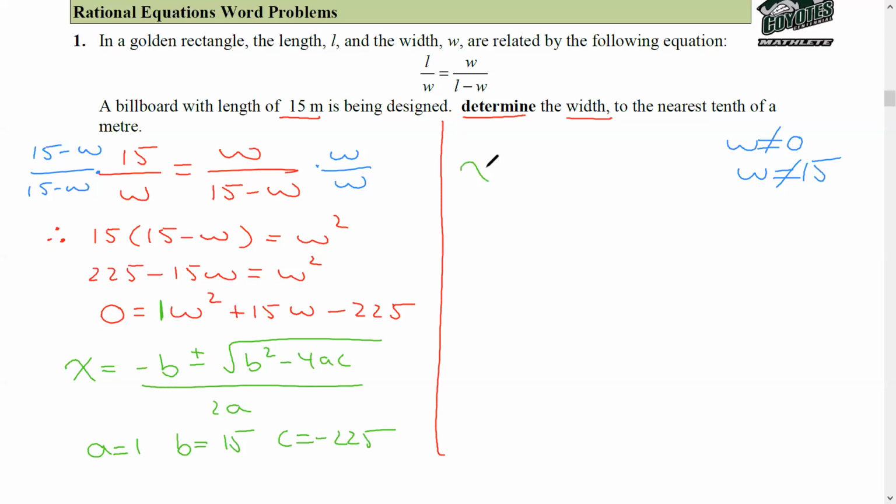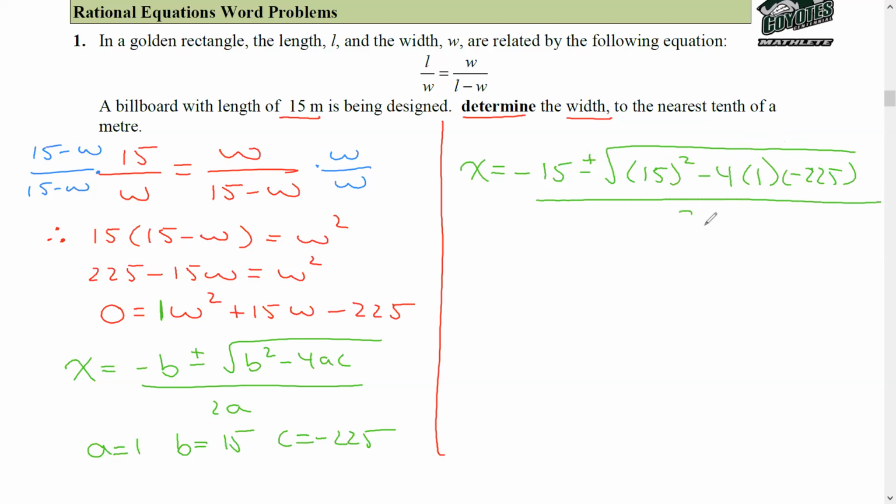So x is equal to negative b, so b is positive 15, so negative 15 plus or minus. Okay, here's where I start seeing mistakes going into calculators. Right here, b squared. I'm always going to put that in parentheses. The reason why I'm going to do that is if that was a negative number and you didn't have those parentheses there, your calculator is going to give you the wrong answer. And 2 times a, well, that's just 2.